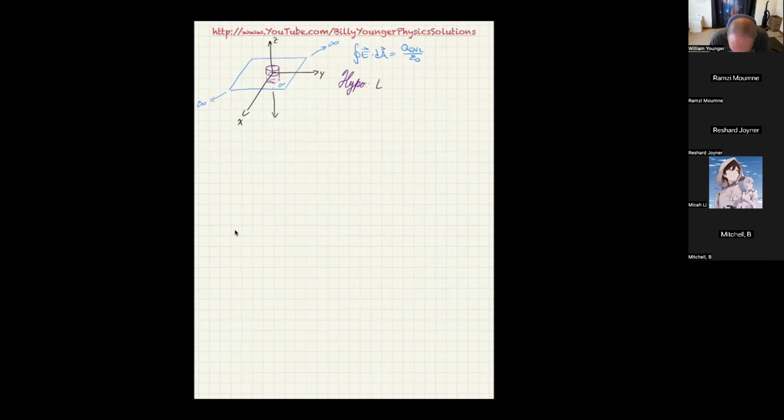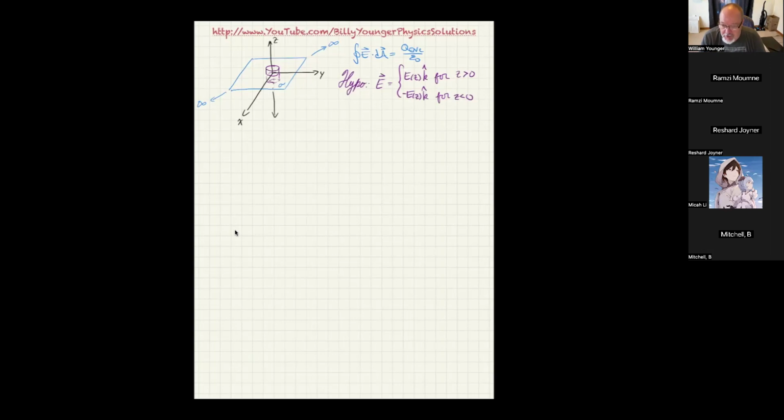Here's our hypothesis. E is equal to some E of z k hat for z greater than 0, and then some negative E of z k hat for z less than 0. That's our hypothesis. Now, I'm not making the assumption that it doesn't depend on distance. I'm actually allowing the z to be in there.